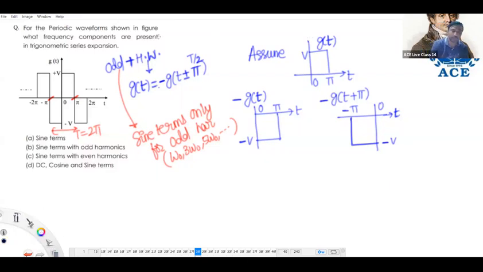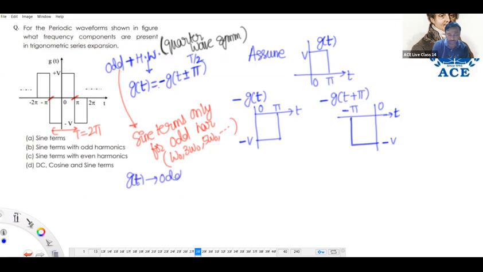Actually, a signal which has odd plus half wave or even plus half wave symmetry is commonly called quarter wave symmetry. A signal which obeys odd plus half wave or even plus half wave, combined, is called quarter wave symmetry. Why that name, quarter wave? I am explaining here.